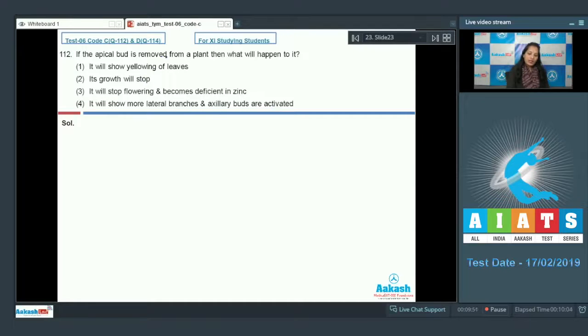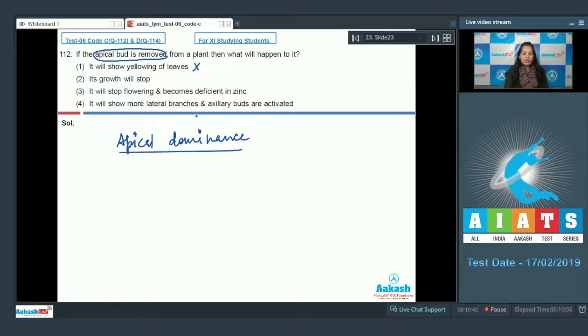If apical bud is removed from a plant, it means the concentration of auxin decreases because auxin is present at the apex of the plant. When the concentration of auxin decreases, apical dominance will be prevented because it is shown by auxin. What is apical dominance? When the apex is present, the auxin of the apex prevents the proliferation of the lateral branches. Now, it will show yellowing of leaves.